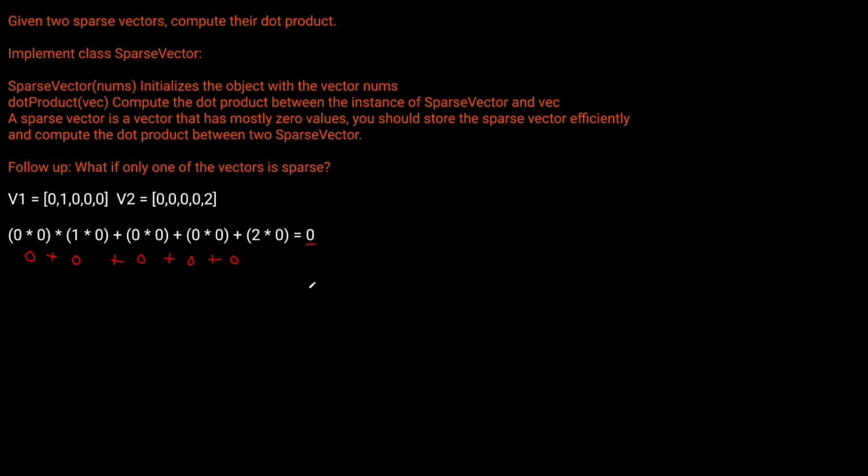Now, what you'll probably notice here is that anytime we multiply by 0, the product is always going to be 0. So the reason that this is the naive solution is because anytime you have a 0 in one index, it doesn't matter what is in the index for the second vector, the product for that index pairing will always be 0.